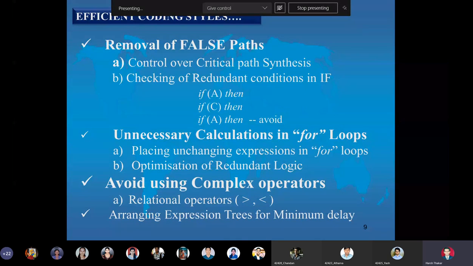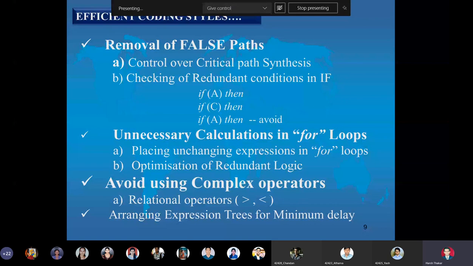Now this particular task of redundancy removal is actually done by the synthesis tool, because modern day synthesis tools are very smart, and they immediately give a warning that this particular condition is repeating. Okay, then unnecessary calculations in for loops. We have not touched upon for loops, but ultimately you have to learn them for doing the VHDL modeling of FIFO and universal shift register. Okay, so unnecessary calculations in for loops should be avoided. That means placing unchanging expressions in for loops.